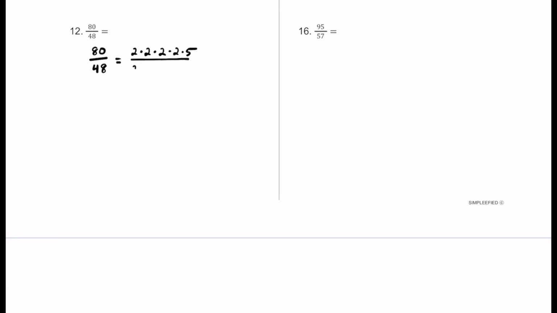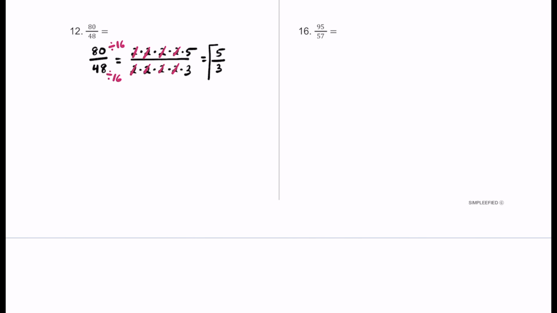For 48, we have 2 times 24. 24 breaks into 2 times 12. 12 breaks into 2 times 6. And 6 breaks into 2 times 3. So on the top, we have a 2 in common. We have another 2 in common, a third 2 in common, and a fourth 2 in common. Now 2 times 2, that's going to be 4. 4 times 2 is 8. 8 times 2 is 16, which means that 16 must have been the GCF here. So if you combine all those common primes, then 80 divided by 16 is going to be 5, and 48 divided by 16 is going to be 3.